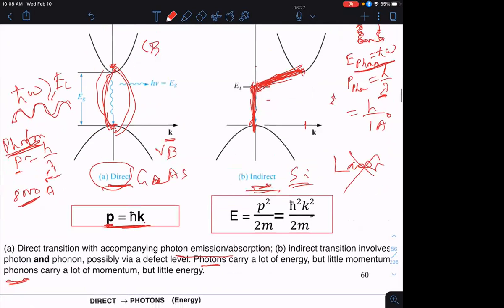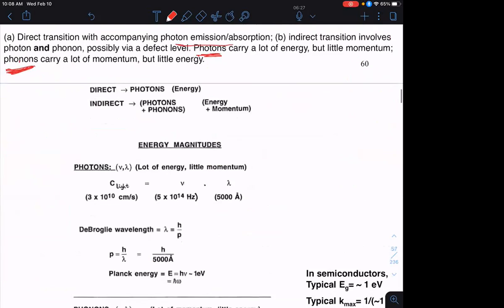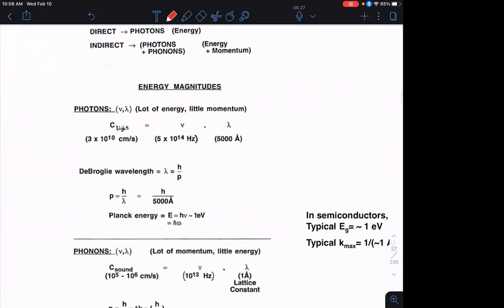So in the next slide, I put some numbers to quantify the momentum and energy of a photon versus the momentum and energy of a phonon, okay? Phonon is a particle of sound, photon is a particle of light. So the way you do that is to use the Planck relationship and the de Broglie relationship, and I've already kind of given you the answer.